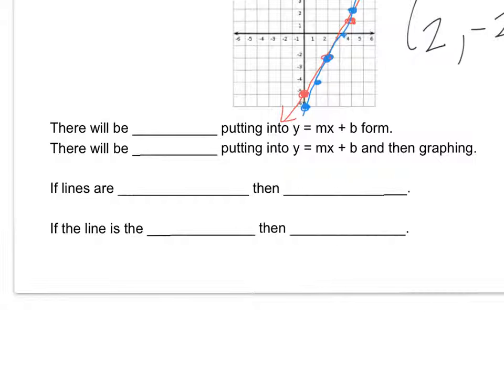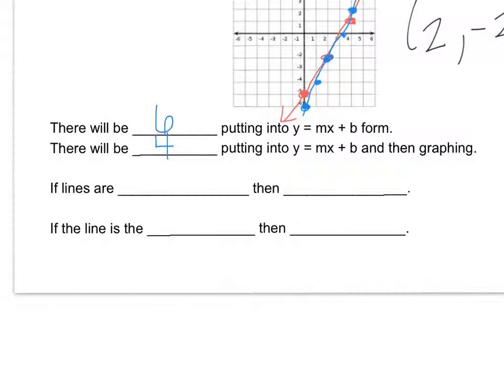Okay, so I always have questions. Will your study guide look like your quiz? This isn't really a study guide. This is a review. And you will have independent work that is due tomorrow. Here is what your quiz will look like. There will be 6 questions where you're just putting it into y equals mx plus b form. There will be 4 questions when you're putting it into y equals mx plus b form and then graphing it. So there's 10 questions.